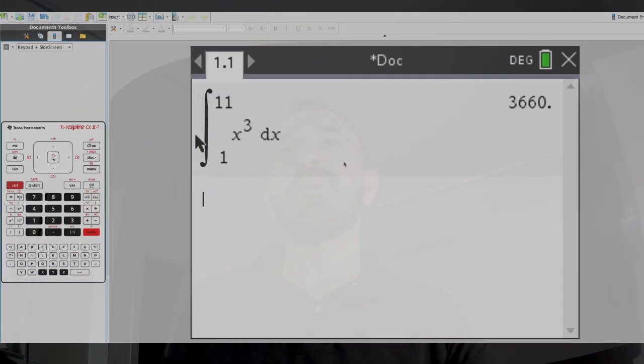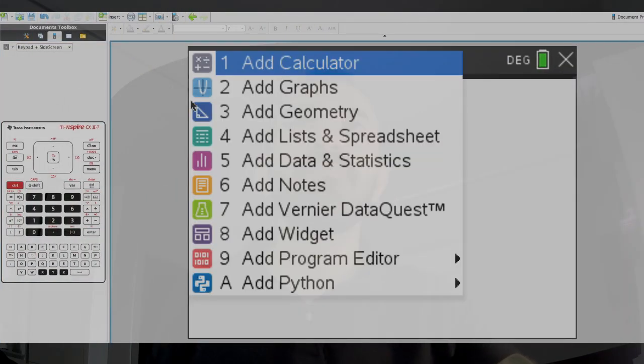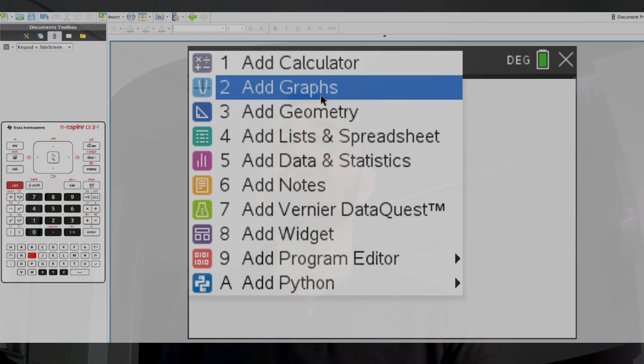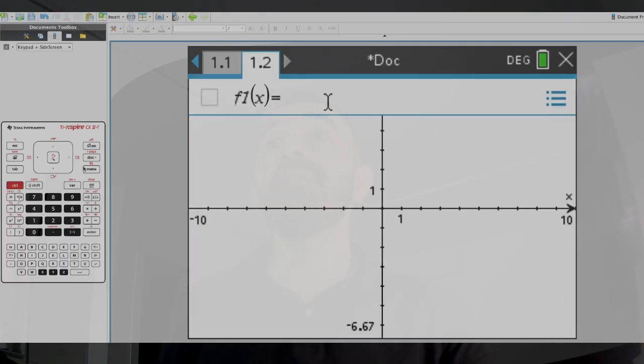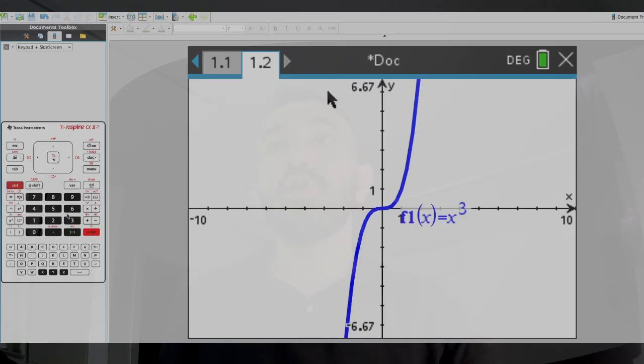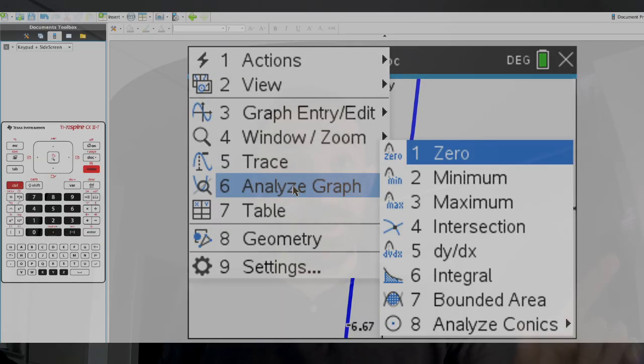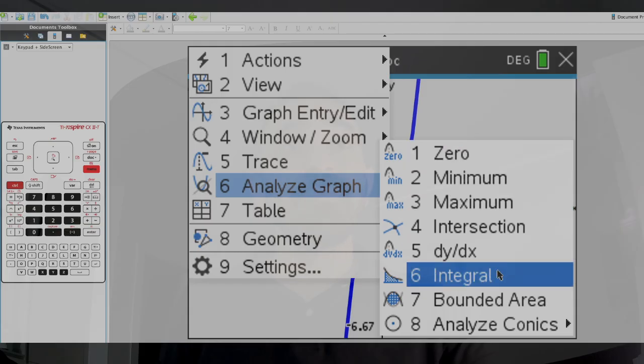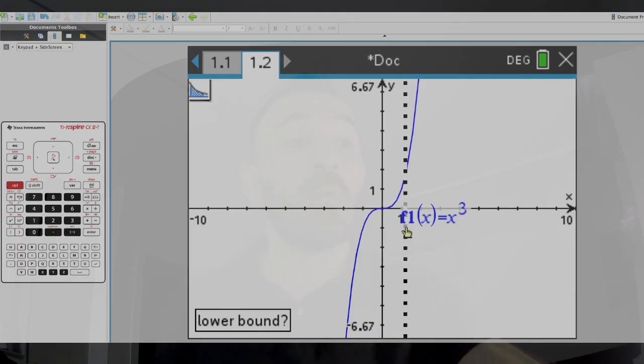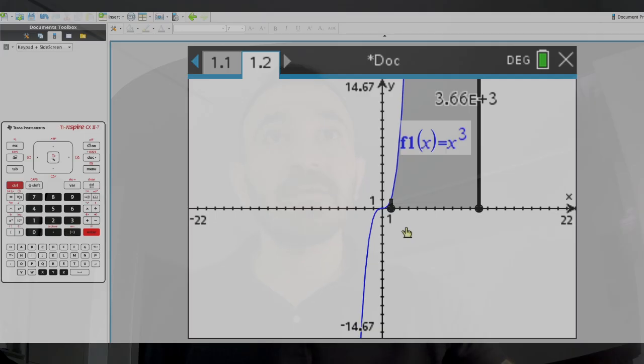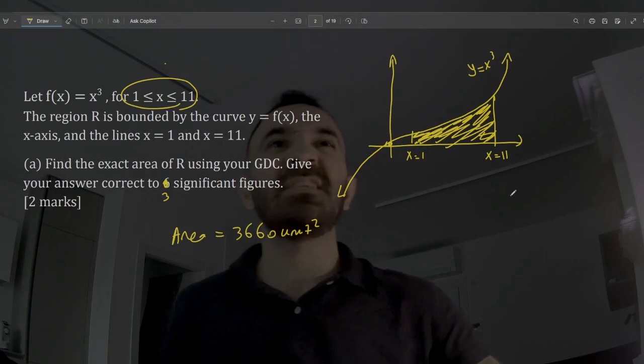What is the second method? Let me do it for you. You don't need to learn it, but I think it can be very helpful also to learn how to find the area in this way. Add graphs. We're going to do it graphically. Put your function x to the power of 3. Menu, analyze graph, integral. I'm going to put 1 here, enter. And next I'm going to put 11 and enter. Now I have the area, 3660, which is exactly the same thing.